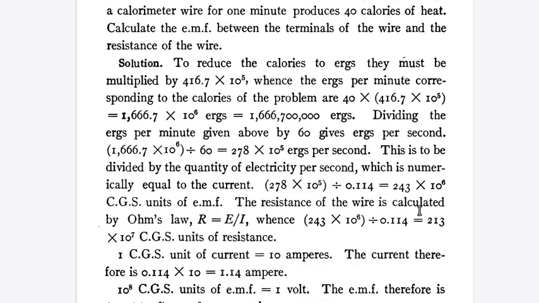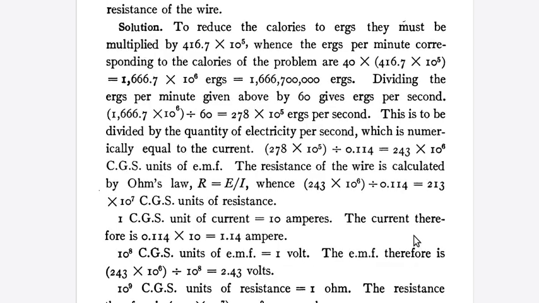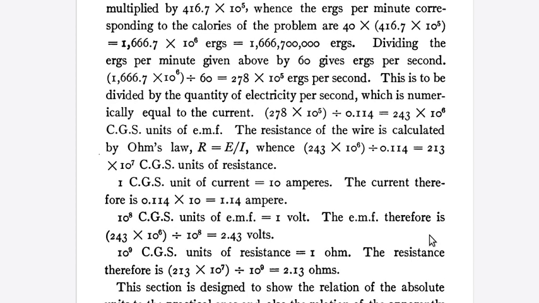1.667 times 10 to the ninth divided by 60 equals 278 times 10 to the fifth ergs per second. This is to be divided by the quantity of electricity per second, which is numerically equal to the current. 278 times 10 to the fifth divided by 0.114 equals 243 times 10 to the sixth CGS units of EMF. The resistance of the wire is calculated by Ohm's law. R equals E divided by I, whence 243 times 10 to the sixth divided by 0.114 equals 213 times 10 to the seventh CGS units of resistance.